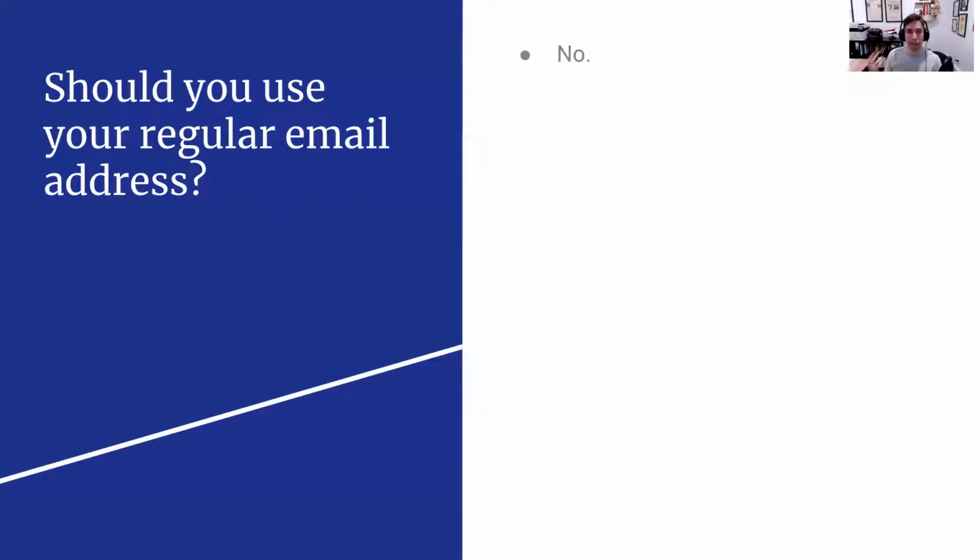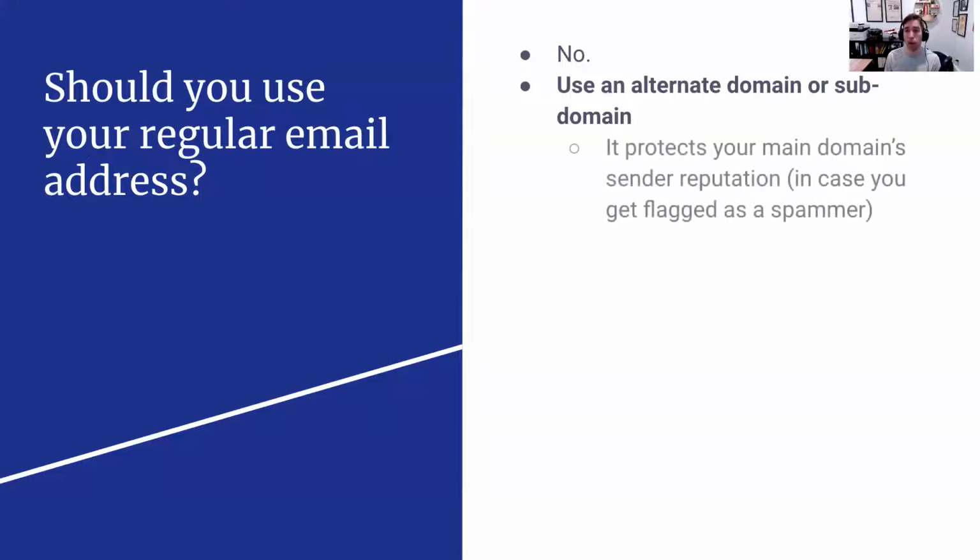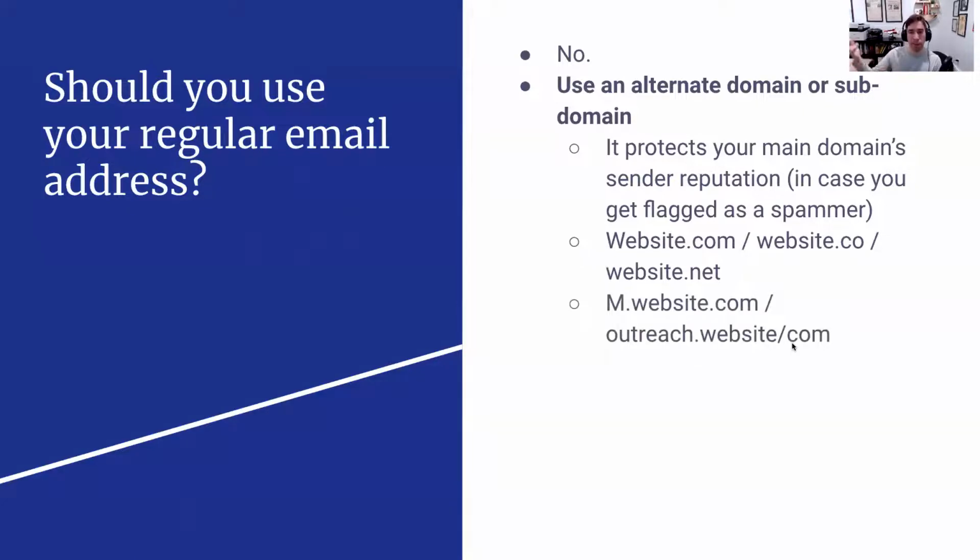So as a best practice, I recommend using either an alternate domain or also possibly a subdomain. So for an alternate domain, it might be something like, if your domain is website.com, using website.co or website.net or something like that. Or as far as a subdomain, like m.website.com or outreach.website.com. That's what I mean by a subdomain.